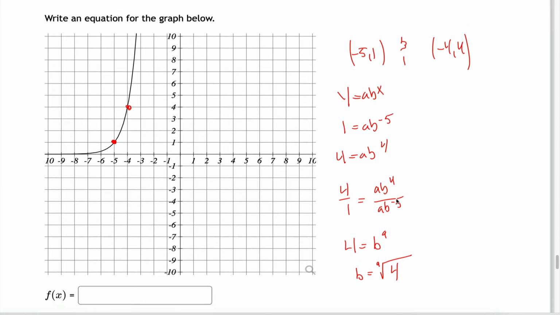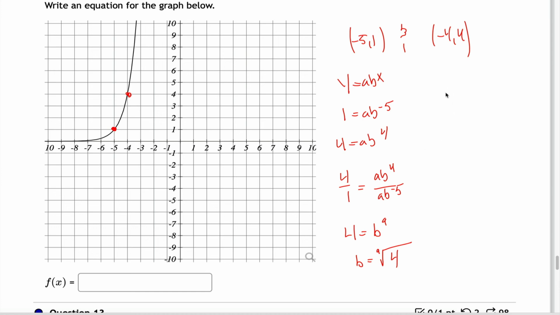But now that I know what b is equal to, I can use that to come up with an expression for a. From this equation right here, maybe, 4 is equal to a times b, which is the 9th root of 4, raised up to the 4th power. So if I want to know what a is equal to, I divide all this stuff over, and I get that a is equal to 4 divided by the 9th root of 4 to the 4th power. In other words, 4 to the 4/9 power.